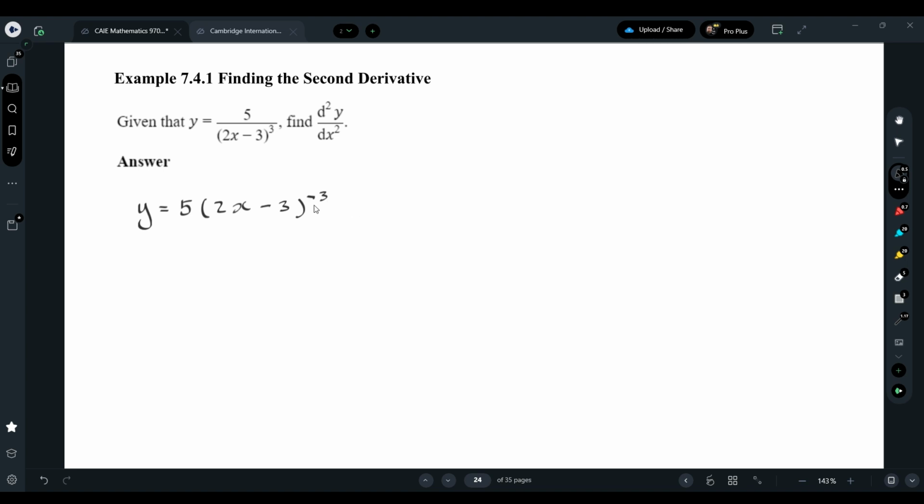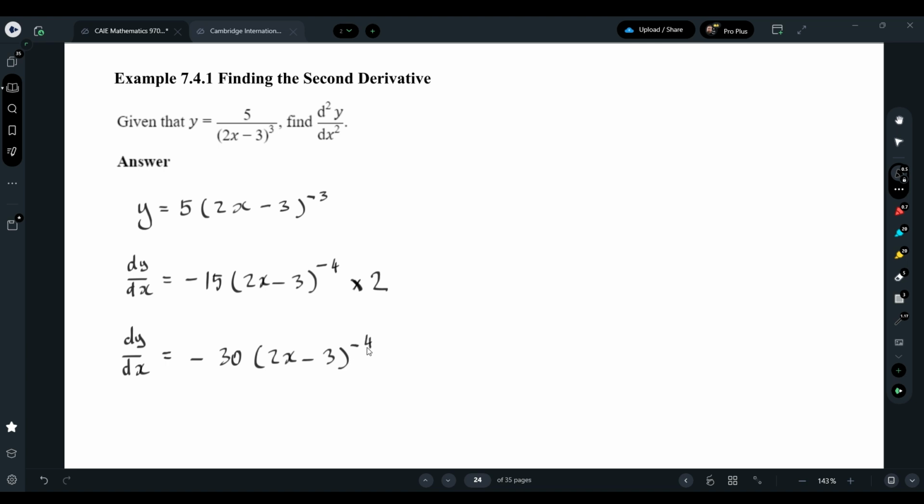Our first step towards finding the second derivative is to find the first derivative. So that means we will differentiate y with respect to x, and we'll get the answer of negative 15, then in brackets, 2x minus 3 to the power of negative 4. That is now the outside function differentiated. Now we have to multiply this by the differential of the inside function, which is just 2. So our first derivative is negative 30 (2x minus 3)^-4.